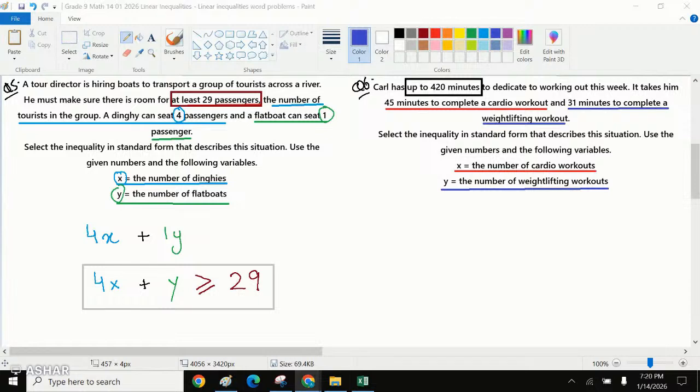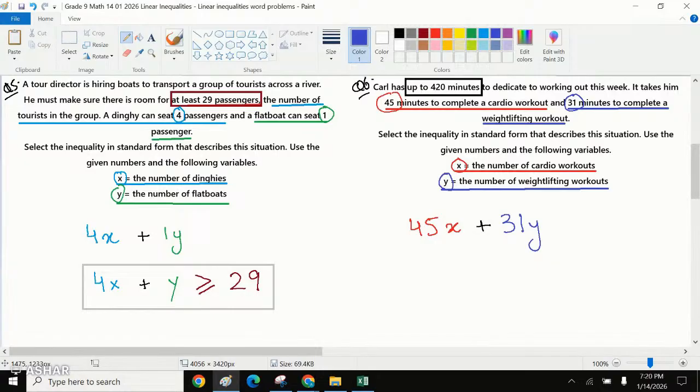What they are saying is, if it took 45 minutes to complete a single cardio workout, that means 45 minutes per workout. If he does one workout, that would be 45 multiplied by 1. Two workouts, that means 45 multiplied by 2. And depending on the number of workouts, plus 31 minutes for weightlifting. That means 31 minutes per weightlifting, and weightlifting was represented by Y.